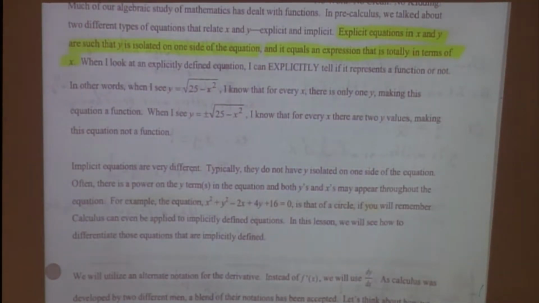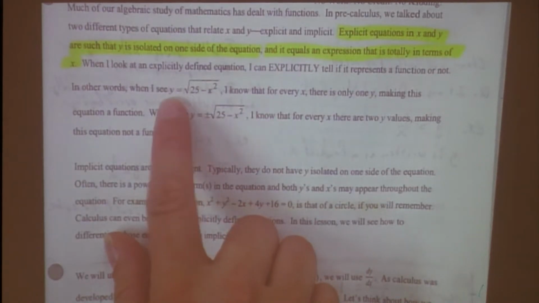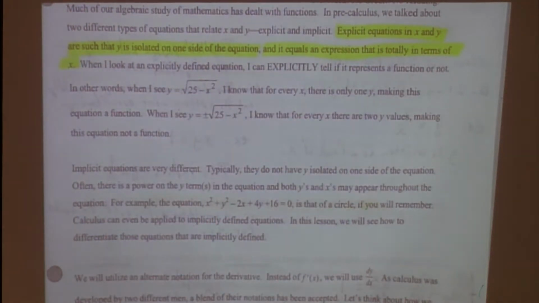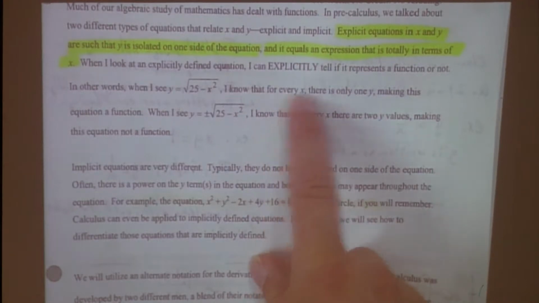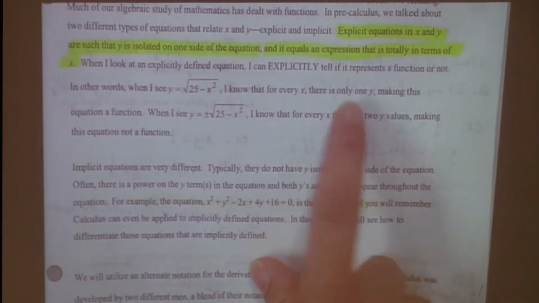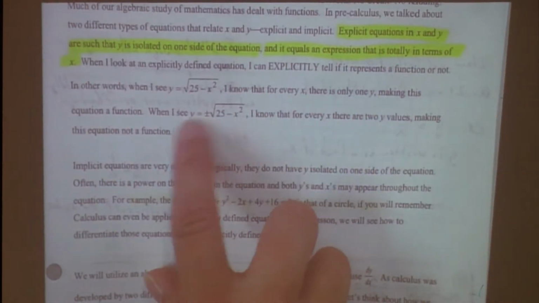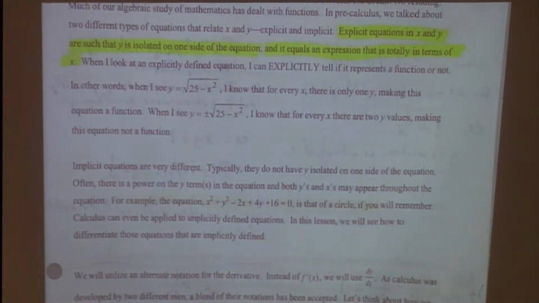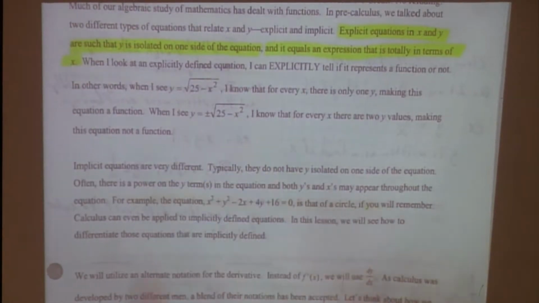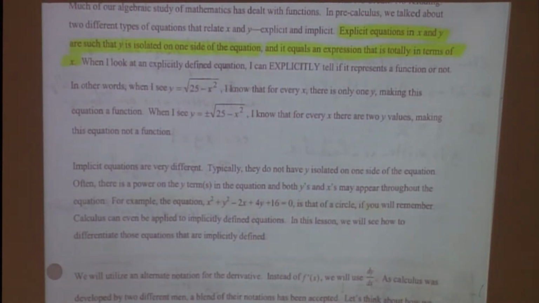Okay? So looking at this guy, would this guy be a function? Yes. Yes? How do you know? Y equals... What does it say? I know that for every x there is only one y. How about this guy? Is this a function? Why not? For every x I'm gonna get two y's. I'm gonna get the positive one and the negative one, okay? So that's a big difference there, right?